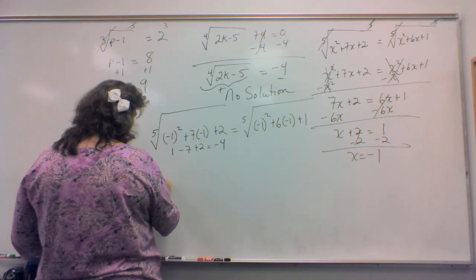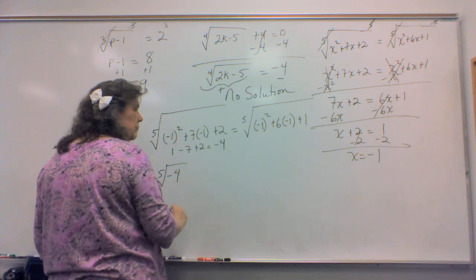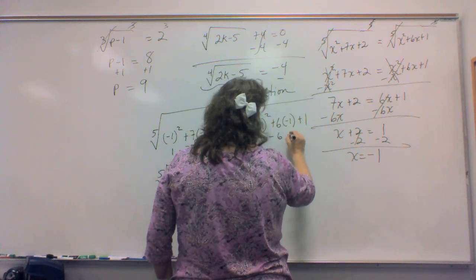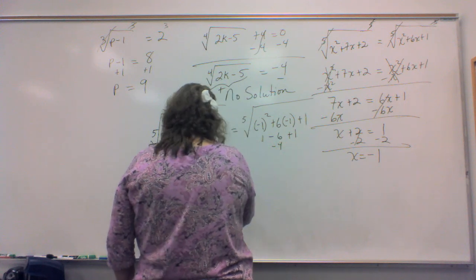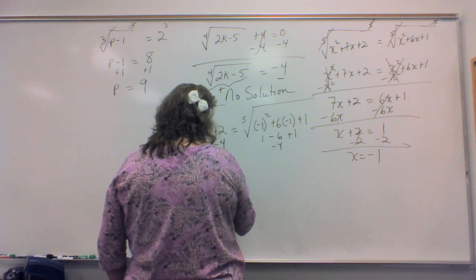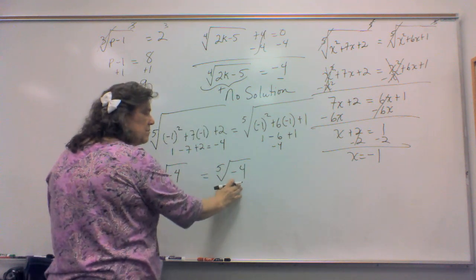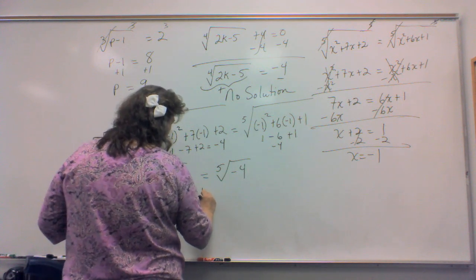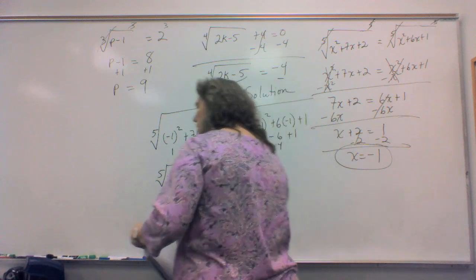So we have on this side the fifth root of negative 4. How about this side? 1 minus 6 plus 1, that's also equal to negative 4. So on this side we have the fifth root of negative 4. Since we have exactly the same thing on both sides, this is a valid answer. Therefore, x equals negative 1 is valid.